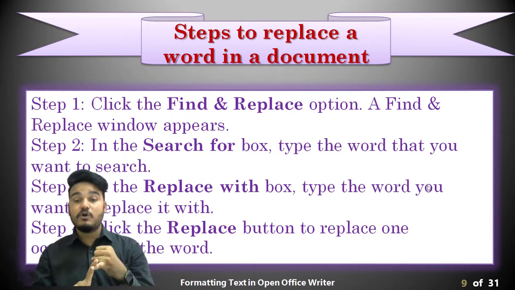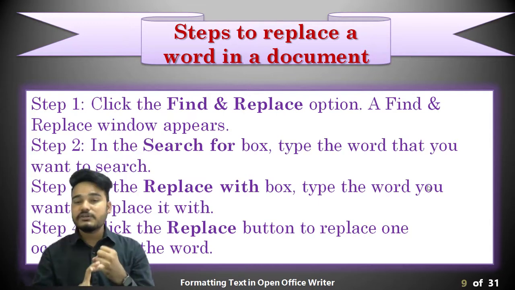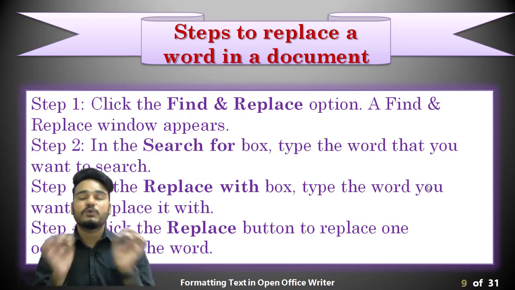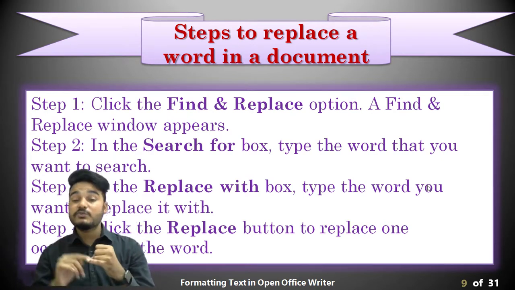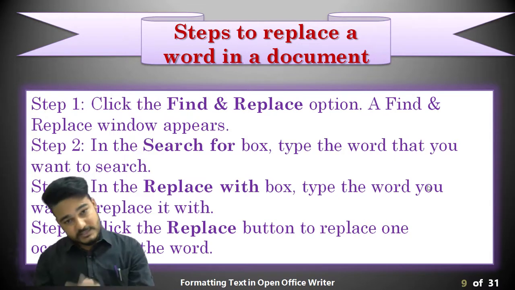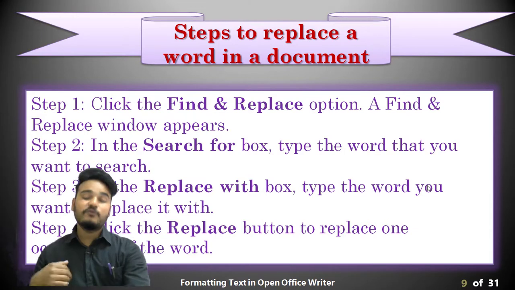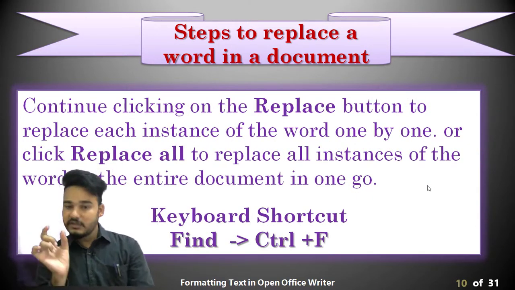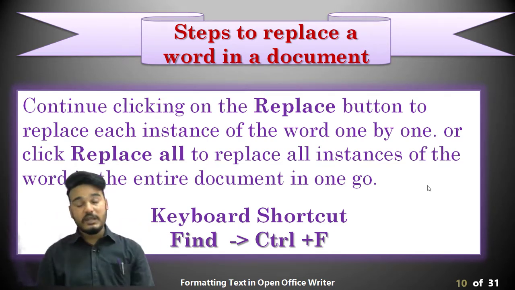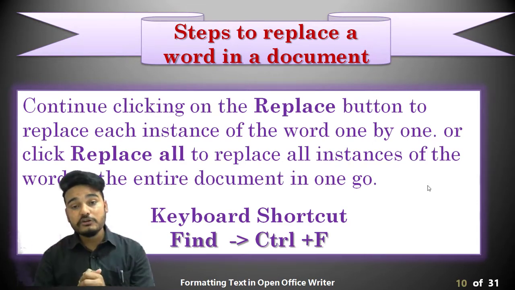In the first search box, type the word. Search box and text box are the same. In the first search box, type the word that you want to search, and the second one is the replace with box, type the word that you want to replace with, and click the replace button. It will replace one occurrence, and if you want to replace all, click on replace all, and then click on the close button.